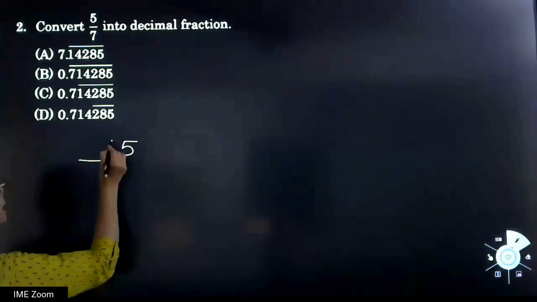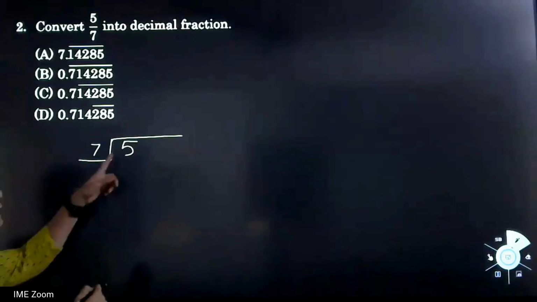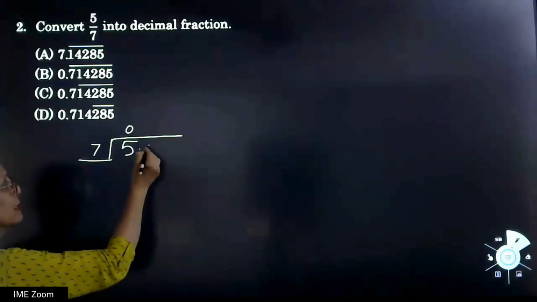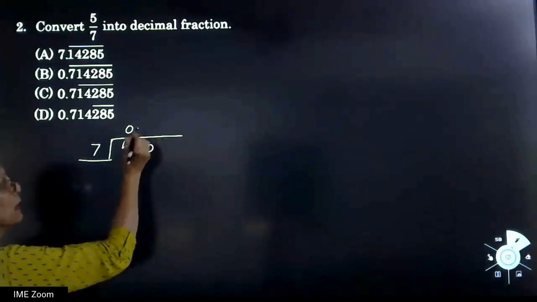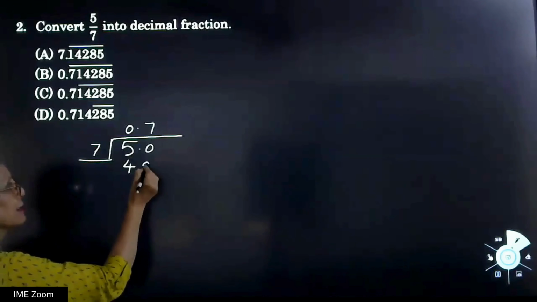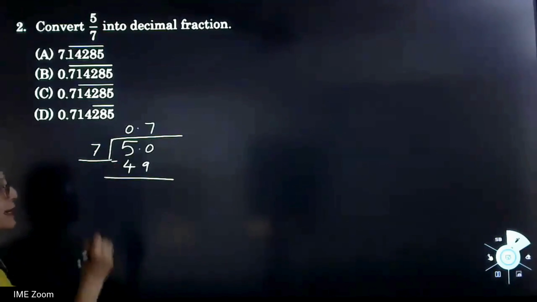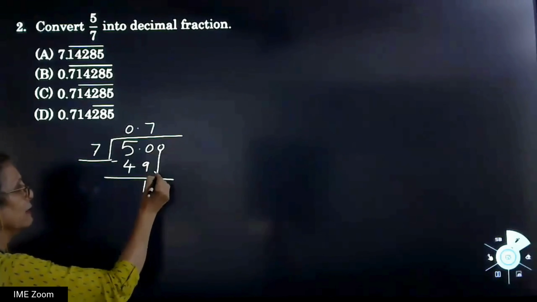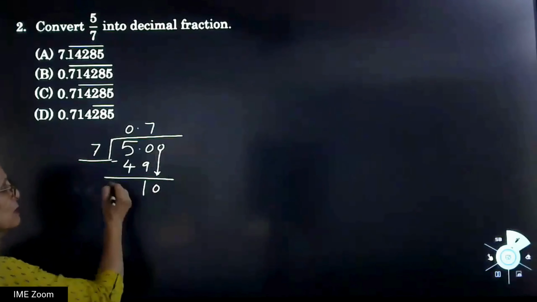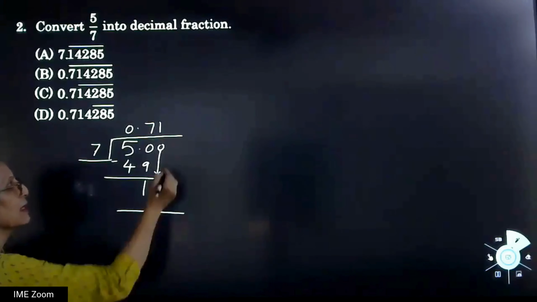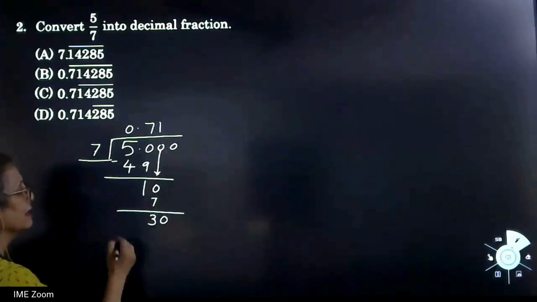5 divided by 7. As we know, 5 is not divisible, so let us put 0 over here, then put a decimal point and 0. Again a decimal point, and now 7 sevens are 49. Subtract, we will get 1. Bring down one more 0. Now 7 ones are 7, leaving 3. One more 0, add here. 7 fours are 28.